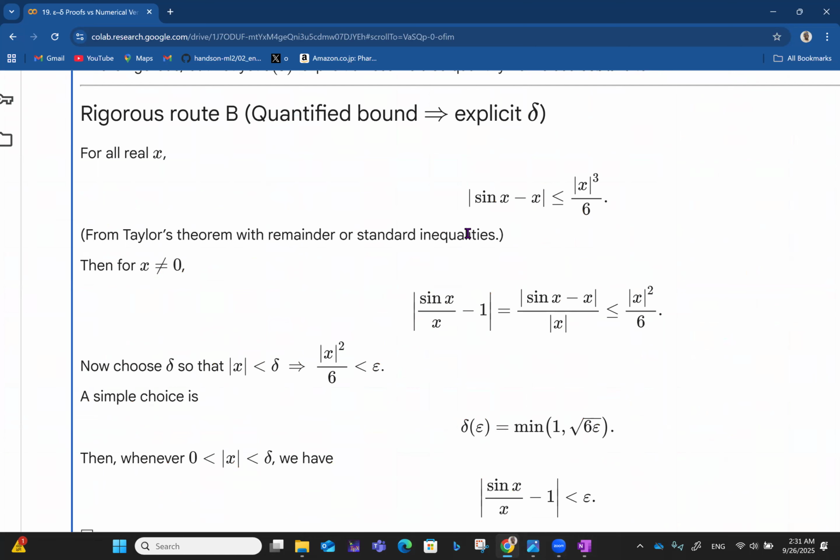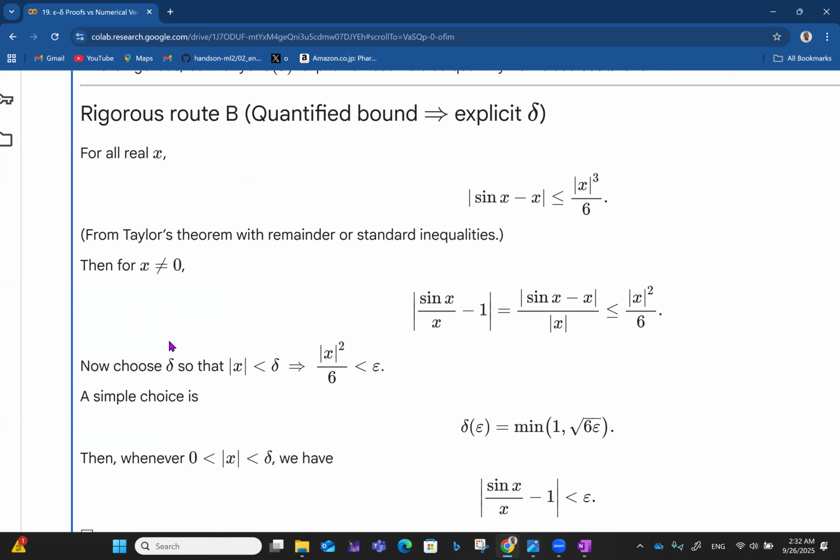So from Taylor's theorem with remainder or standard inequalities, for x not equal to 0 we now say the absolute value of sine x over x, that is, if we divide through by x. So if you divide this through by x, we have sine x over x minus 1, which is equal to sine x minus x all over the absolute value of x, and that is less than or equal to, since we have the absolute value of x raised to power 3 divided by the absolute value of x, one cancels out, so we have the absolute value of x squared all over 6.